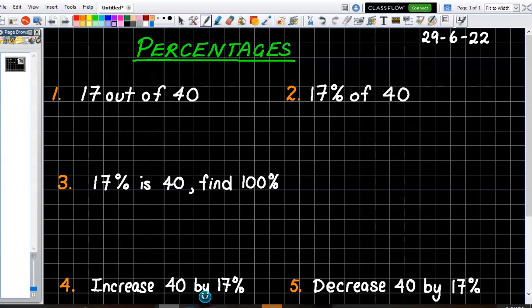All right, so heading in your books, percentages. The maths of percentages is very, very simple, but simple things can mean different things, so you've got to be really careful and read the questions well.